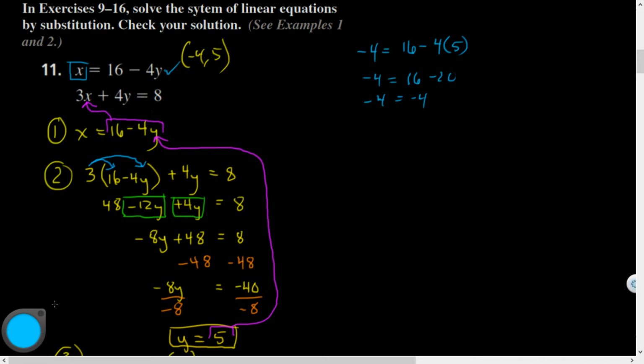So I need to make sure it works in the other one as well. Let's do that. So 3 times x, so that's going to be 3 times -4, plus 4 times y, 4 times y. When I repeat things, I feel like Sal Khan. He always repeats things as he's writing them. 3 times -4 is -12, plus 20. Is that equal to 8? Oh, no, you didn't. Yeah, we did. It worked. It works in both. Therefore, this is, in fact, the solution to the system.